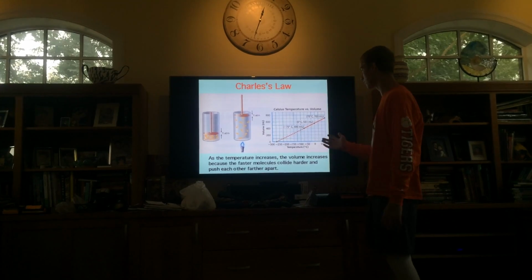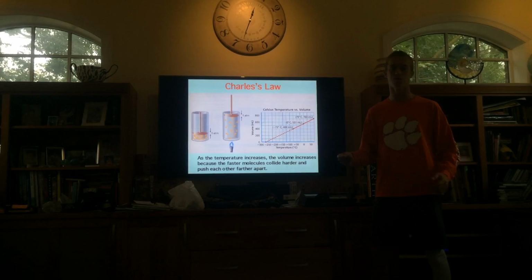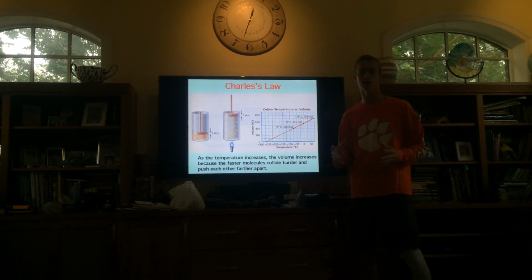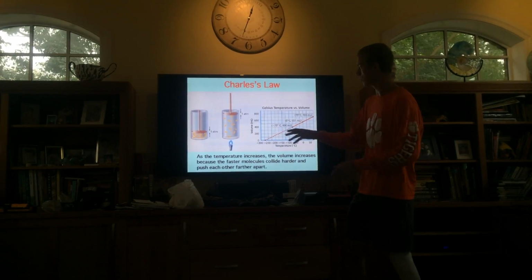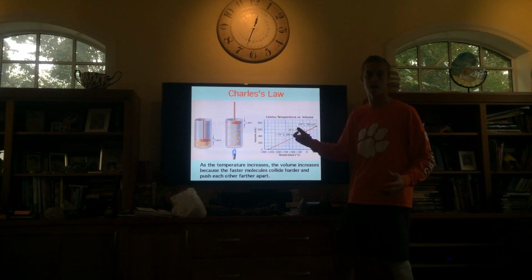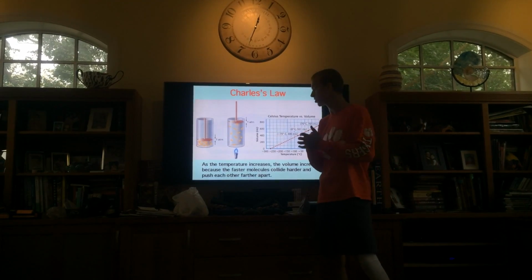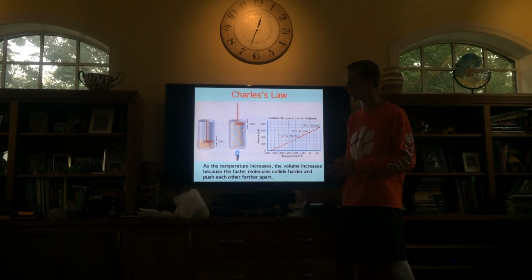Charles. So as you can read here, Charles' law states that as the temperature increases, the volume also increases, as long as the container that the gases are in is expandable. So as you can see from this visualization, the particles as they heat up move a lot faster and collide with much more force against their container, creating a larger space for them to expand into.